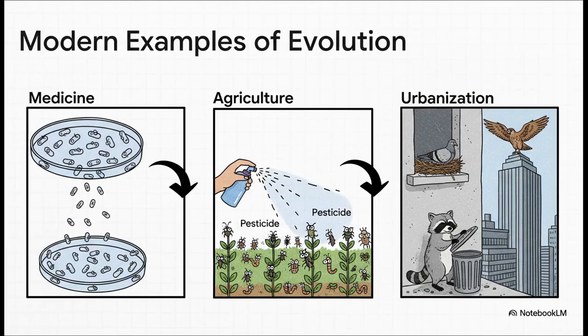Wow. And this very same process is playing out all around us, in ways that really, really matter. Every time we use antibiotics, we're creating this intense pressure for any bacteria that just happens to have a random mutation for resistance. They're the ones that survive, they multiply, and that leads to the terrifying crisis of antibiotic-resistant superbugs. It's the same story with pesticides on farms and even with birds and insects adapting to life in our cities. This is evolution in real time.